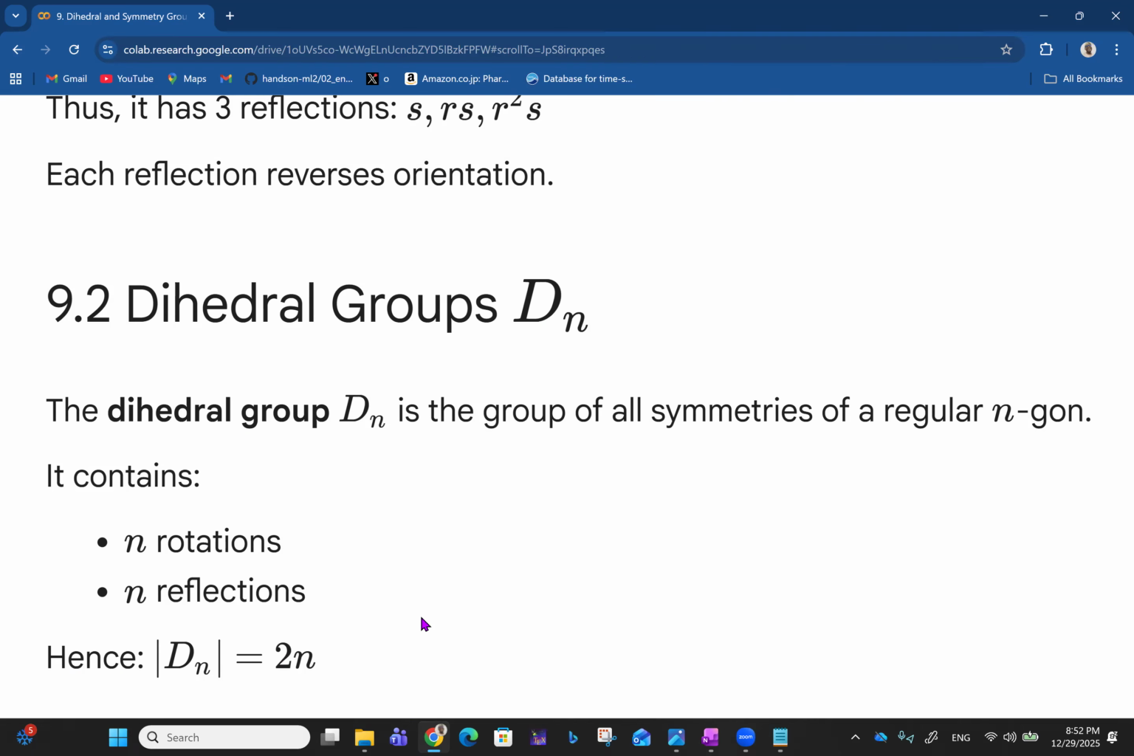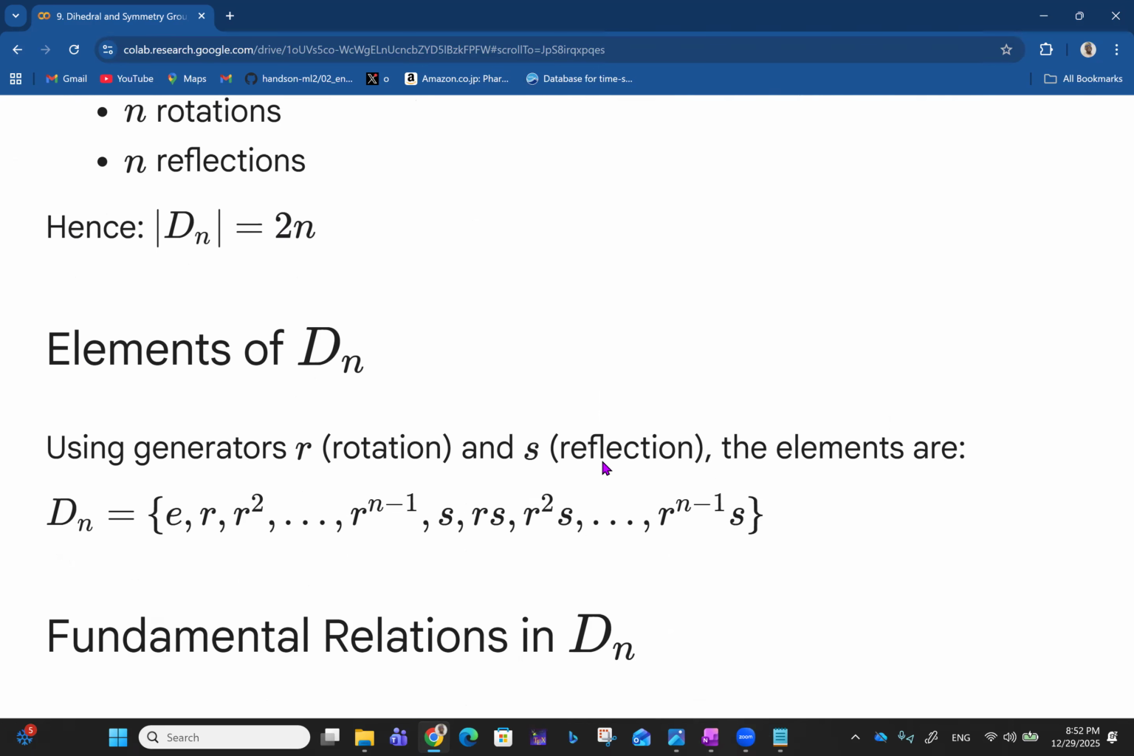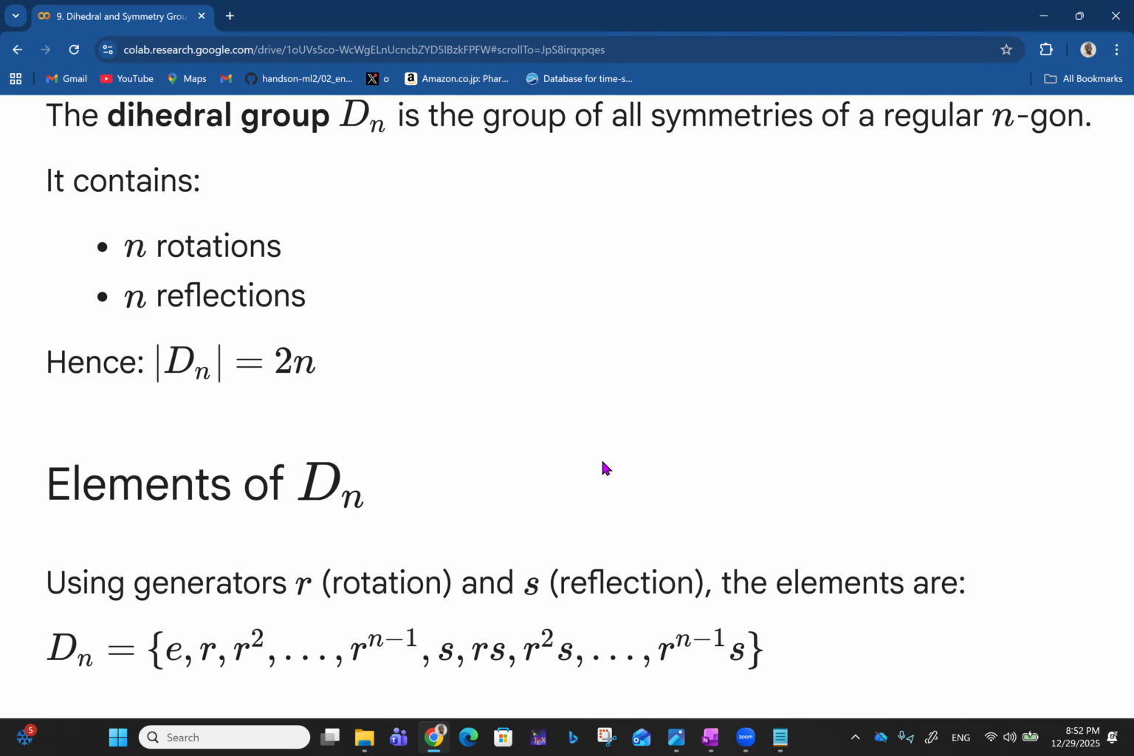There are eight possible symmetries in the dihedral group. D4 is the group of all symmetries of a square, and it will have 4 rotations and 4 reflections, like we already saw, and we are still going to talk about that. And then apart from that, we also have the elements of the dihedral group.